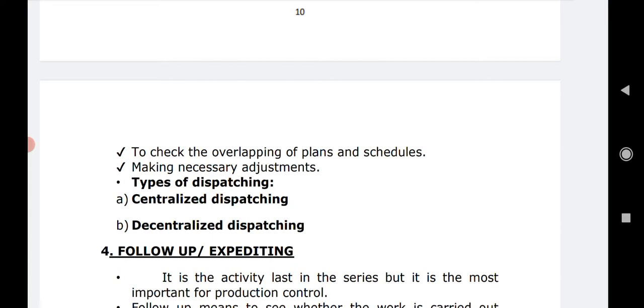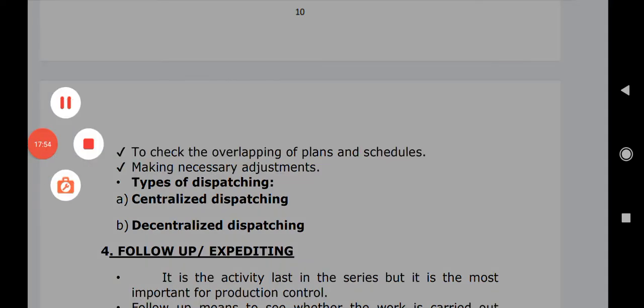It means that with the help of dispatching we can check that the plans and the schedules are not overlapped, so that we can go through the whole manufacturing process very easily, right? And we can even make the necessary arrangements if required. There can also be centralized and decentralized kinds of dispatching according to the requirement. Yes, that can be.